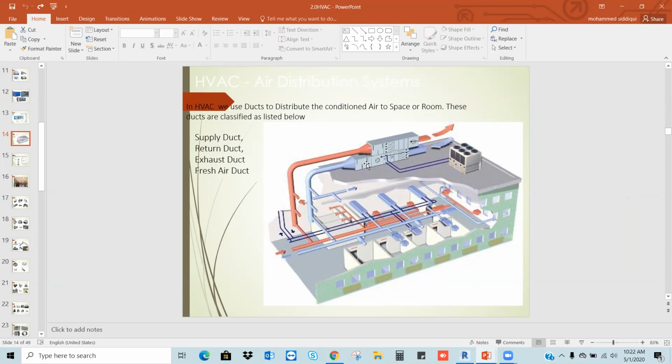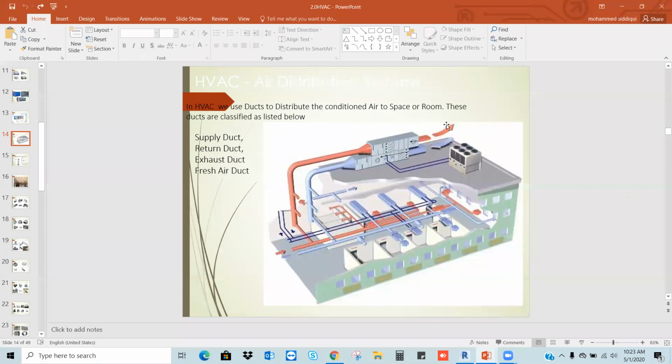So what is happening here? Cool air is coming to this room and hot air is coming back to the AHU. So here we may get an air quality problem. To increase the quality of the air, we release some percent of the air to the atmosphere and take some percentage of fresh air into this AHU. We call these fresh air and exhaust. One is the supply, second one is the return, and then exhaust and fresh air.